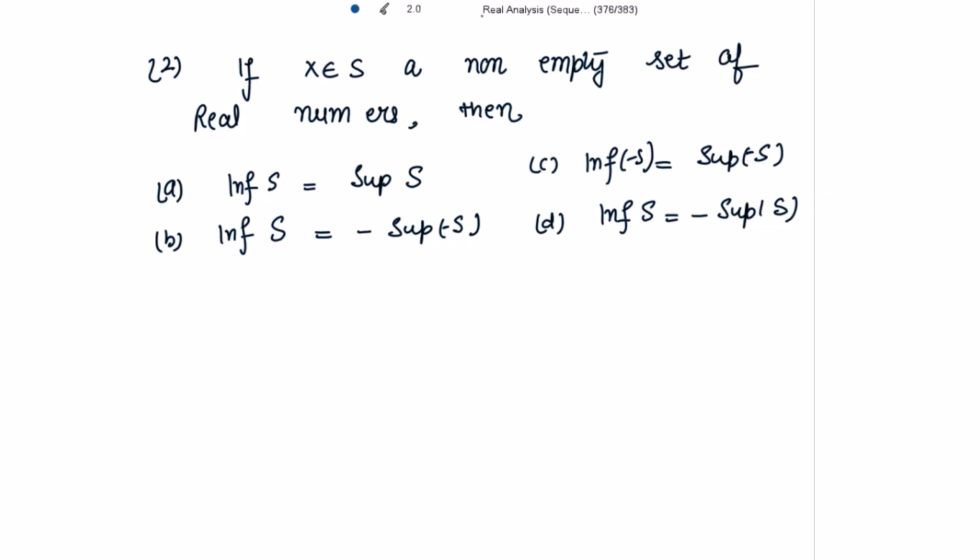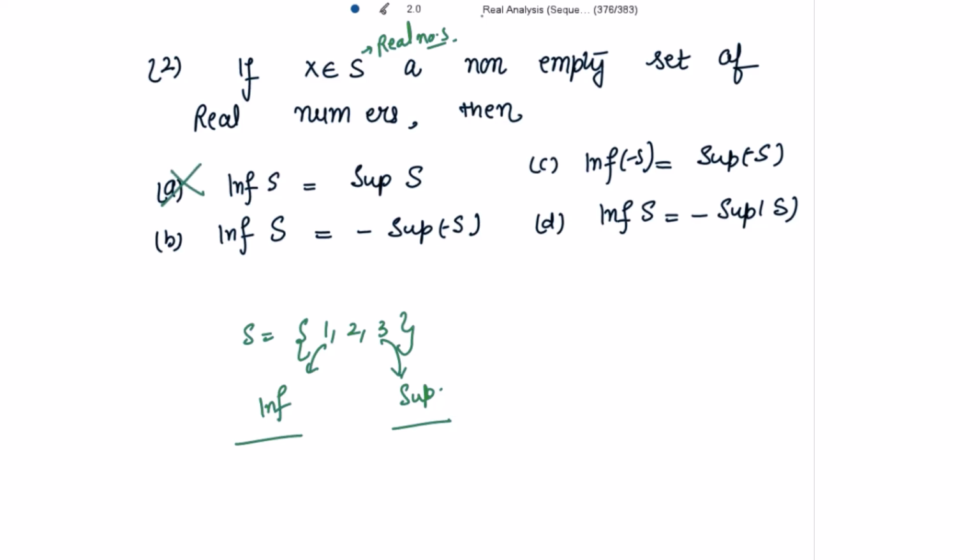If x belongs to S, a non-empty set of real numbers, then which of these options are correct? S is a set of real numbers. Let's take S to be a bounded set: 1, 2, 3. Right? First option: what is the infimum of S? The greatest lower bound, that is 1. What is the supremum of S? The least upper bound, that is 3. Can these two be equal? No. So option A is not correct.